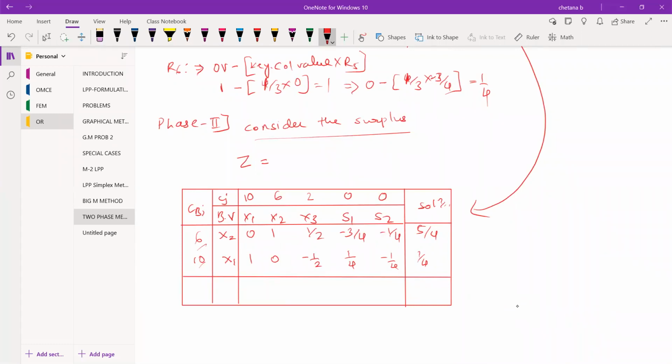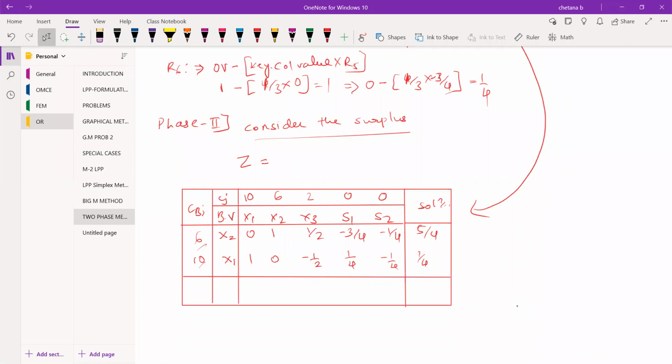Before it was 0, x1, x2, x3, s1, s2. Only a1 and a2 were there. In this phase, we need to neglect a1 and a2, but we need to make use of the a's, that is a11, a12, 13, 14, 15, as it is what we have stopped in the previous step. This is how we switch to phase 2 using phase 1, only modifying the objective function. Is that fine? Yes, ma'am.